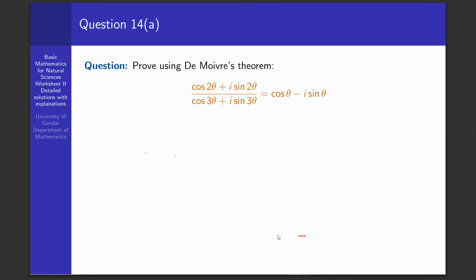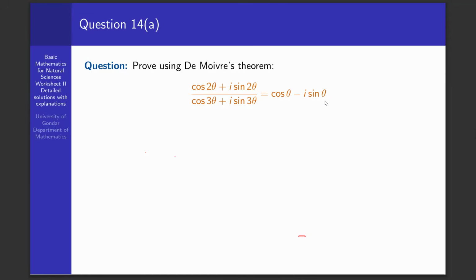The next one, we're approaching the end. Prove using de Moivre's rule, or theorem: cosine of 2 theta plus i times sine of 2 theta over cosine of 3 theta plus i times sine of 3 theta is equal to cos theta minus i sine theta.